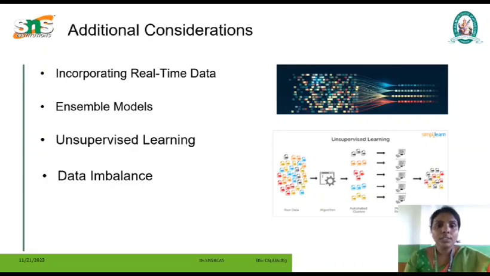Next one, we are going to see unsupervised learning. It is one of the artificial intelligence techniques. Investigate unsupervised learning techniques such as clustering to identify anomalies in the absence of labeled fraud data. The last one is data imbalance, that is, address the class imbalance issue in fraud detection, where legitimate transactions significantly outnumber fraudulent ones.